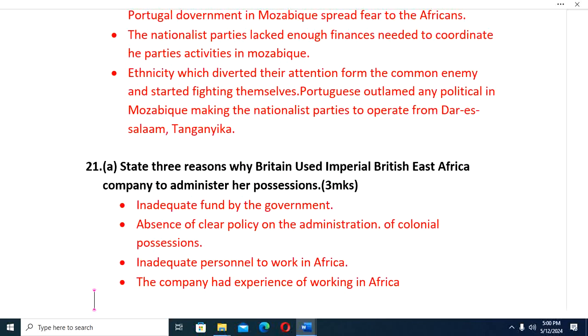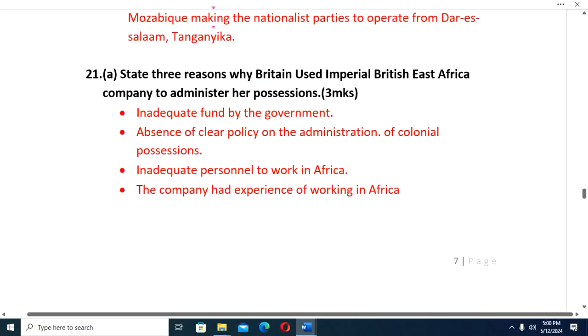Portuguese outlawed any political party in Mozambique, making the nationalist party to operate from Dar es Salaam, Tanganyika.